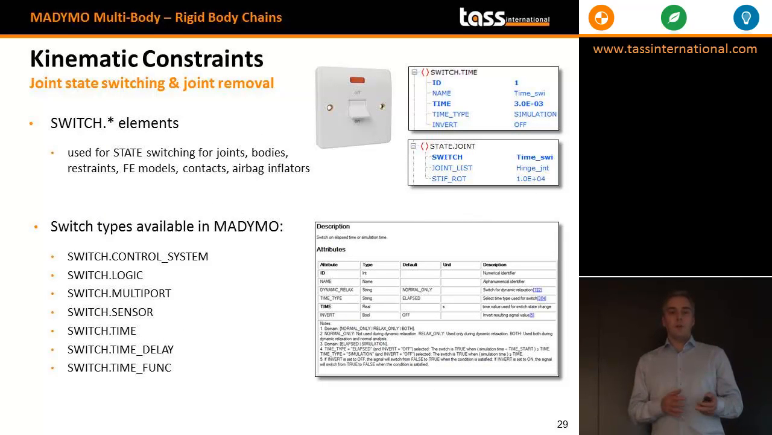As mentioned, for the joint state switching or joint removal switching, you can use switch elements. There are several switch types available in MADYMO. The simplest one is the switch.time. Basically, you just say at a specific time in your simulation, you will activate the switch. So it's directly defined by the user. But there's also, as mentioned, switch sensor, for instance, where you can define your own sensor in MADYMO to trigger the switch on a certain threshold level for an acceleration, for instance. And you see several other switch types like switch control system, switch logic, switch multiport. All these can be used to set up a more complex switch logic applying, in this case, to a joint state or a joint removal.